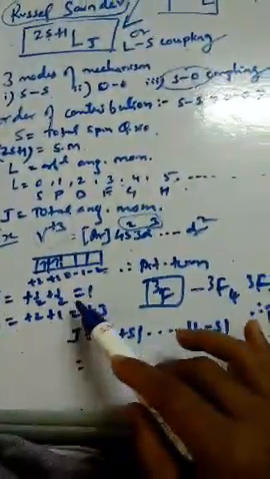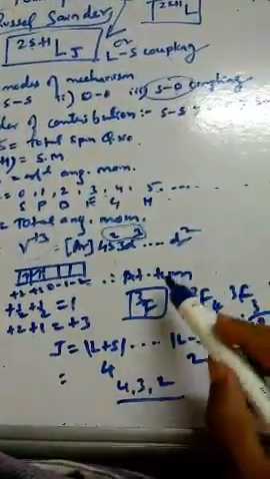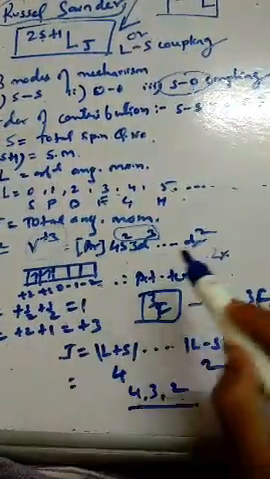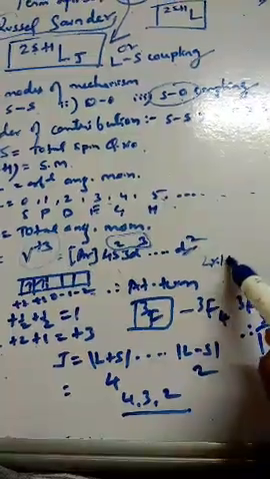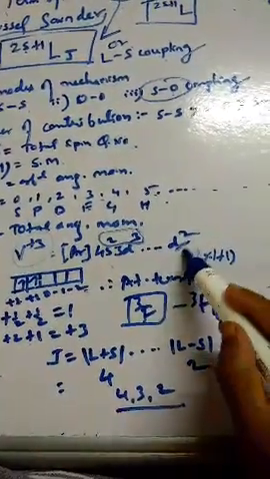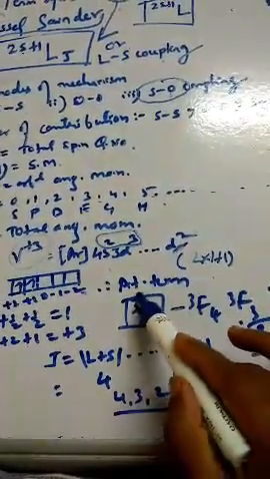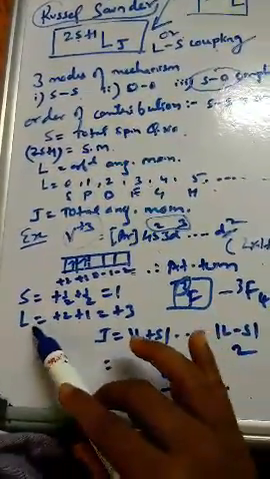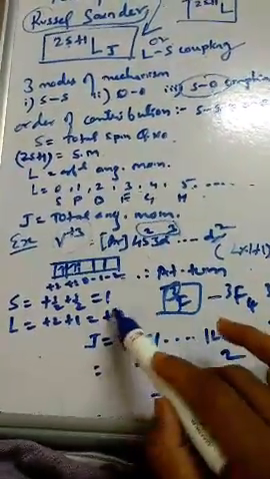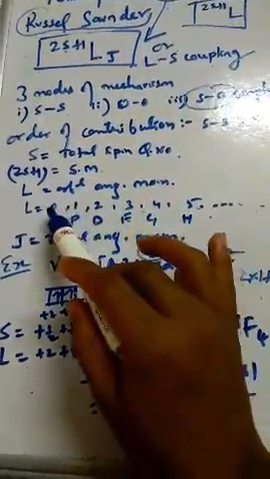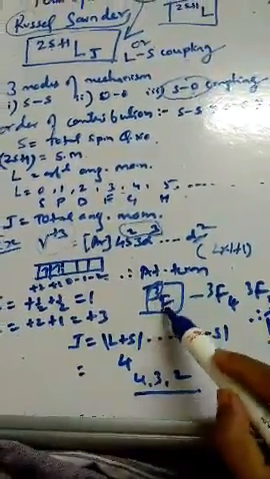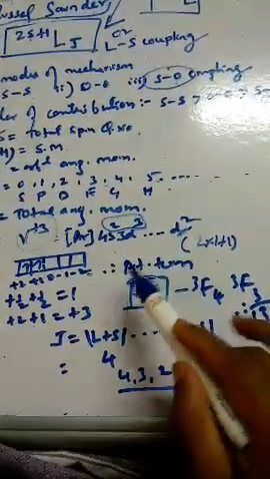So what is the atomic term here? 2S+1: 2 into 1 plus 1 becomes 3, so we call it a triplet. And L, what have we got here? 2 plus 1 is 3. Looking at L values 0, 1, 2, 3, it is F. So it becomes triplet F. This will be the ground atomic term.